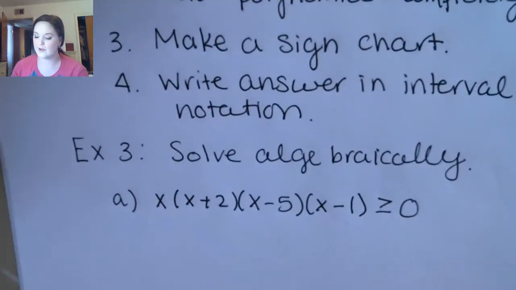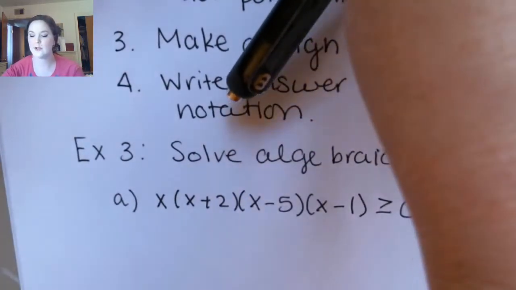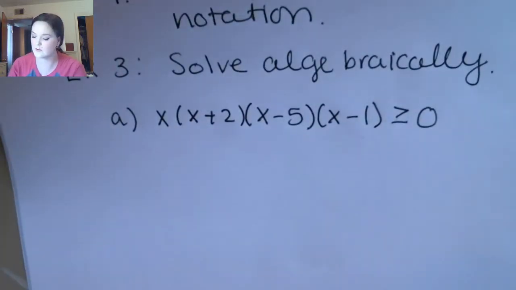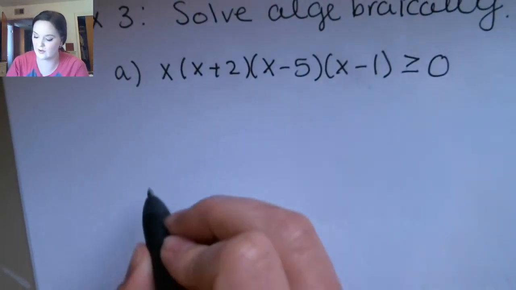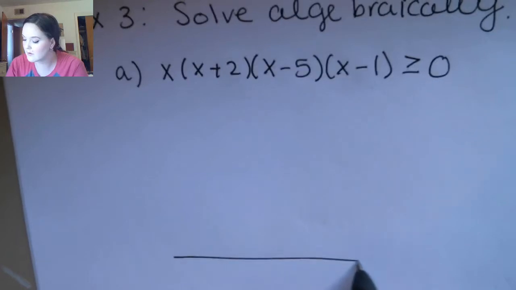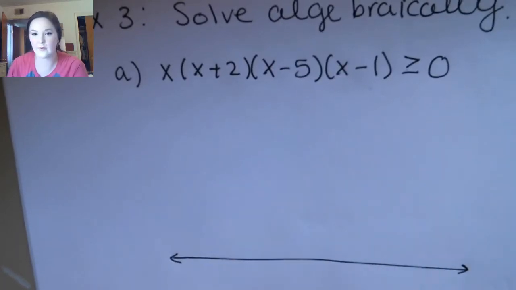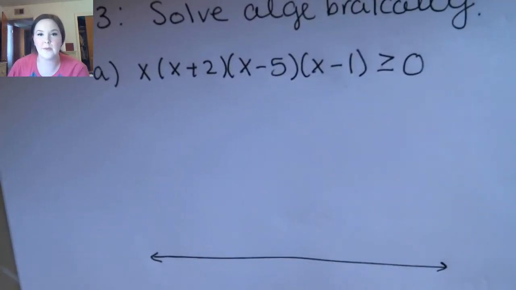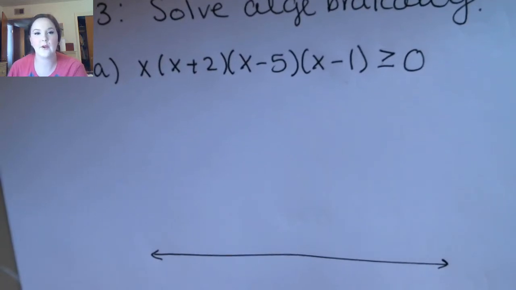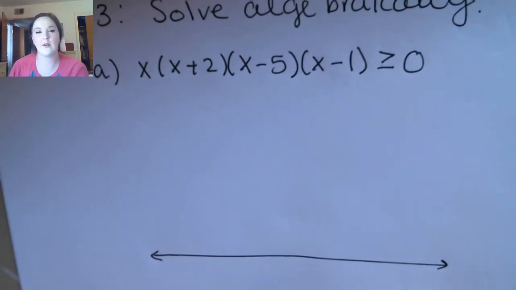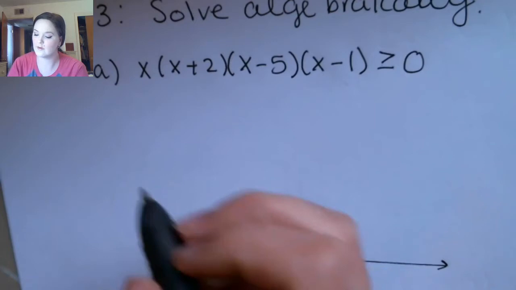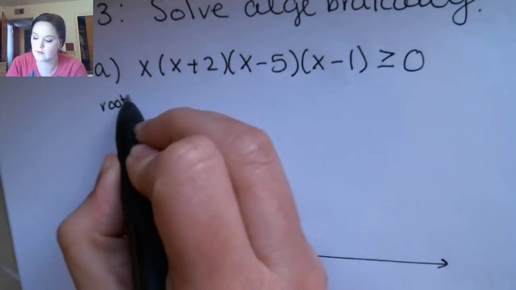So now we're going to make a sign chart. I want to show you guys how this works. This is a really useful tool, not just for this, but also for other things. So let's look at that. The sign chart is based on the number line, and the numbers you're going to mark on the number line are the roots. So let's look at the roots.